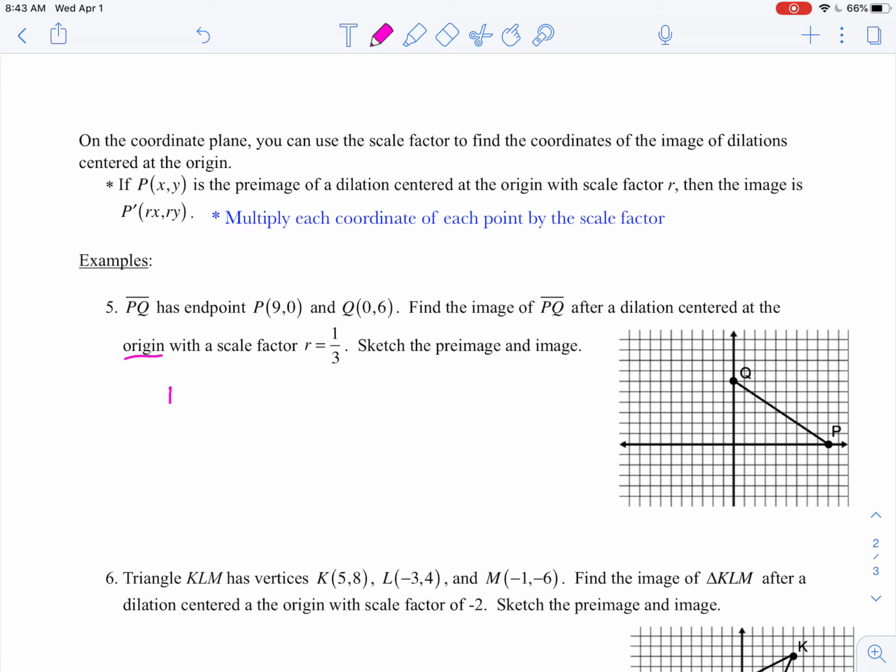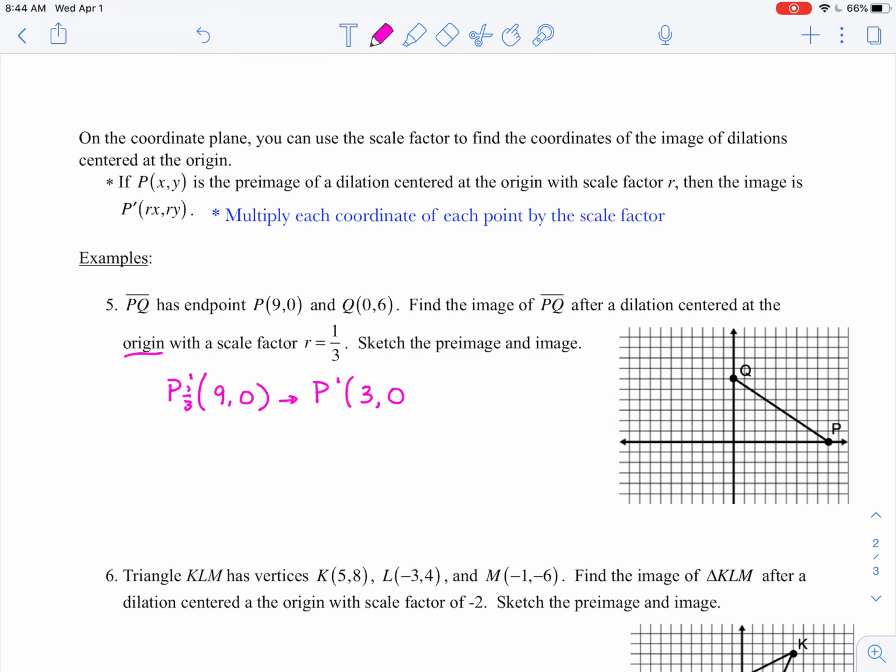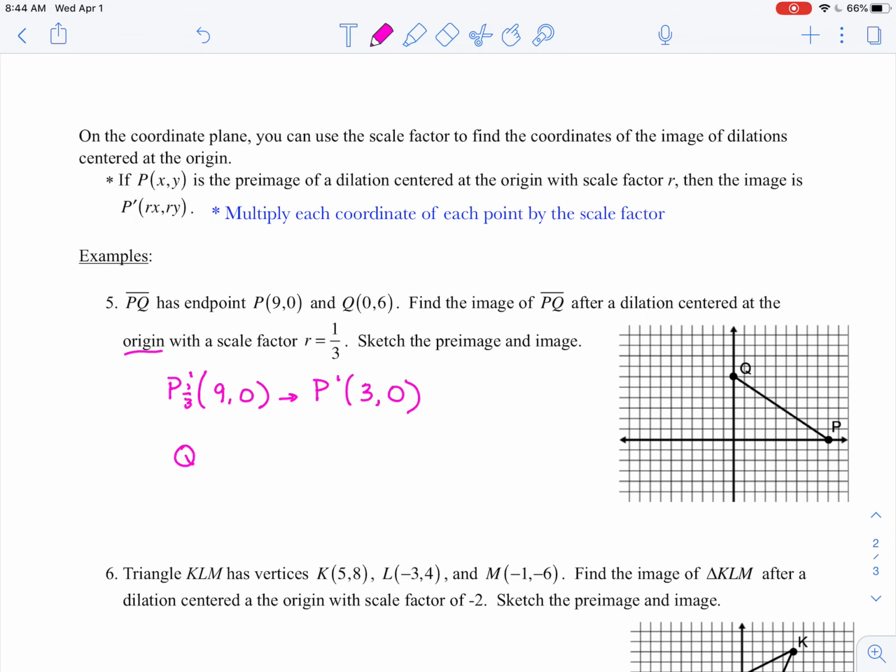So I'm going to take the coordinates from point P, and in order to find P prime, I'm going to multiply everything by 1/3. So when I multiply 1/3 times 9, the x-coordinate for P prime should be 3. 1/3 times 0, the y-coordinate is still going to be 0. To get Q prime, I'm going to multiply 1/3 times the coordinates for Q. So Q prime ends up at (0, 2).